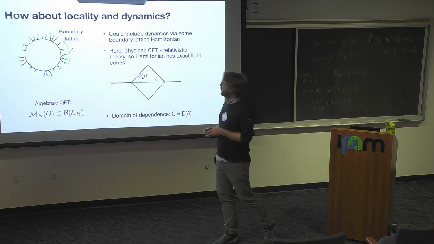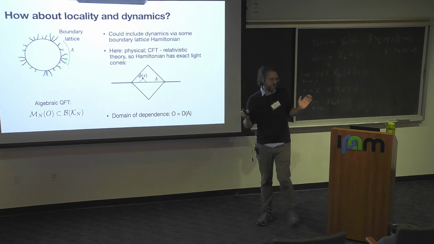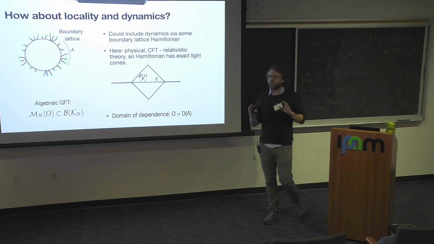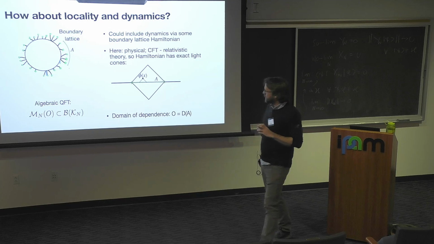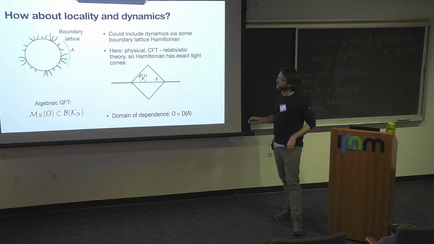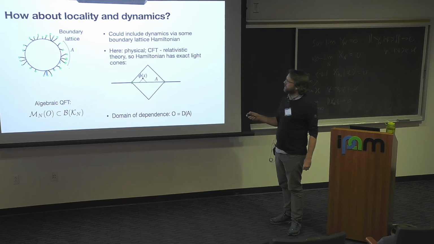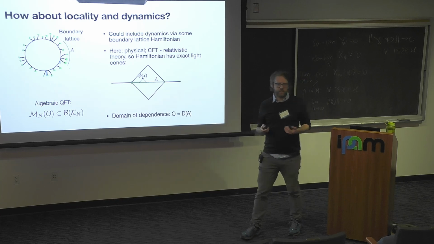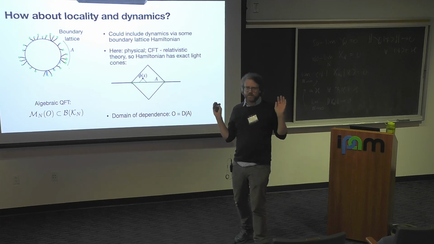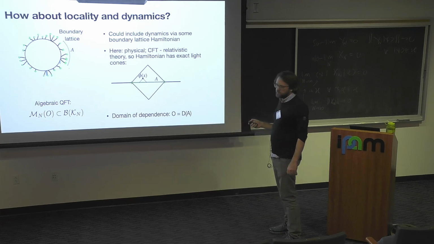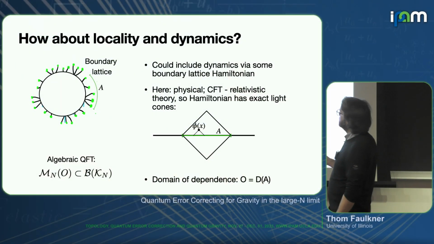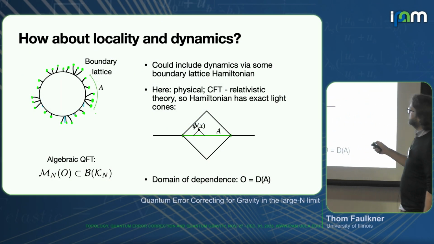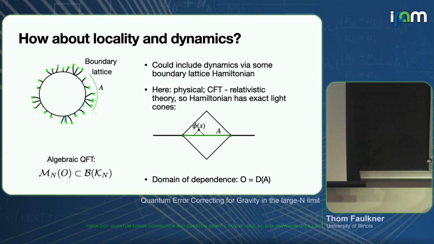Okay. So good. So, that motivates this, but how about I sort of claim that we could give some picture of locality and dynamics? Okay, so how would we do this in the tensor network case? So we had some boundary lattice theory. We could just have a Hamiltonian for that lattice theory, and maybe it's local in some sense, and we can study dynamics for that Hamiltonian. Here we're in a situation where we're studying a CFT. The physical theory is a CFT.